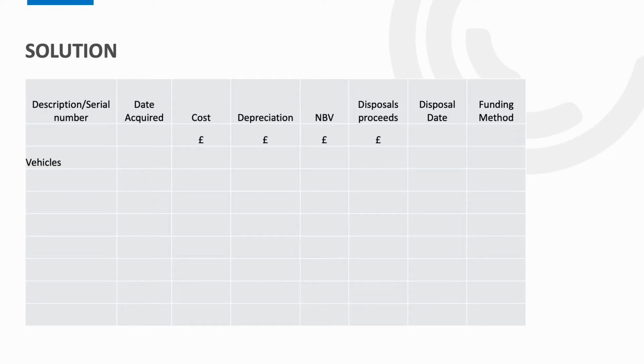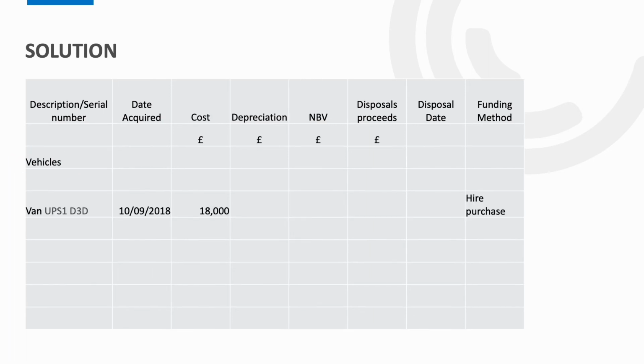So let's bring up a blank asset register. Our starting point, as you can see here, is to draw up a blank asset register, and the purchase in this case study was a van. Therefore, the category chosen will be vehicles. The next step will be entering the details for the acquisition, which will look something like this.